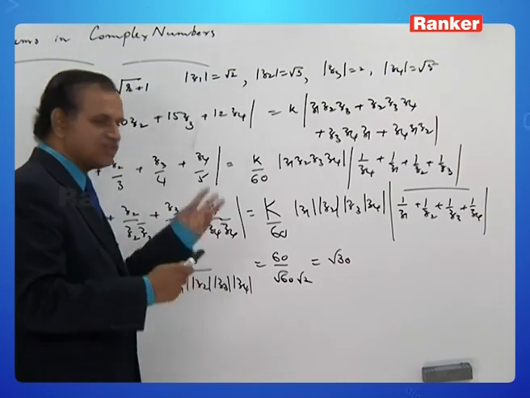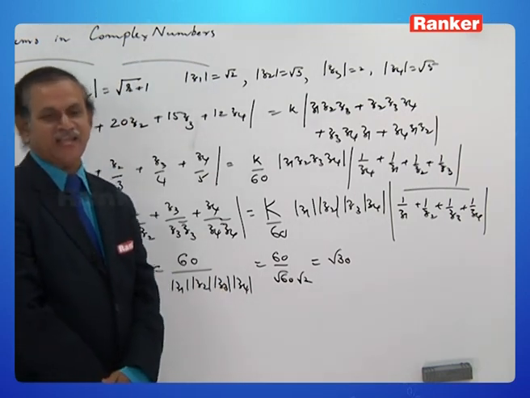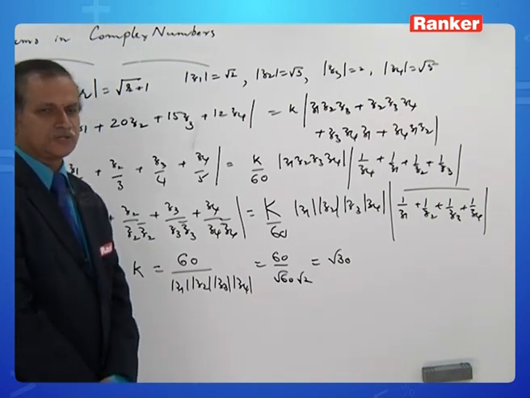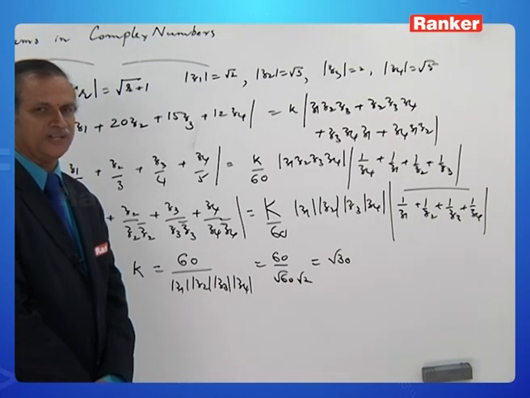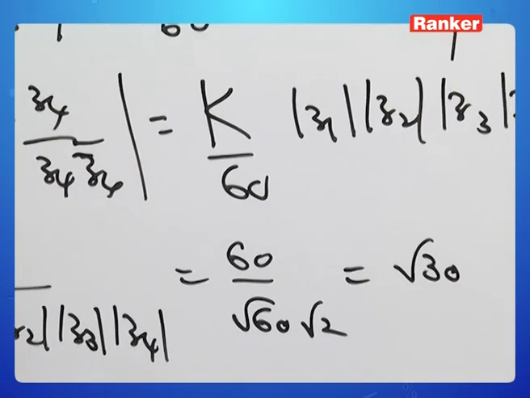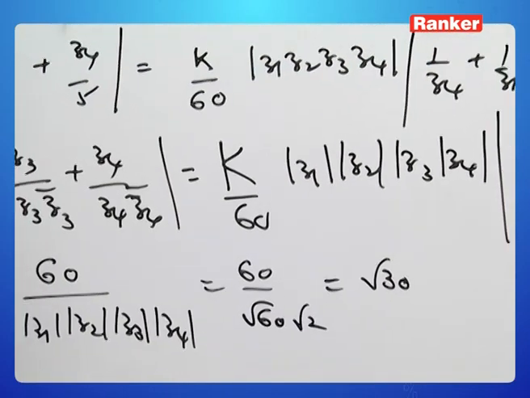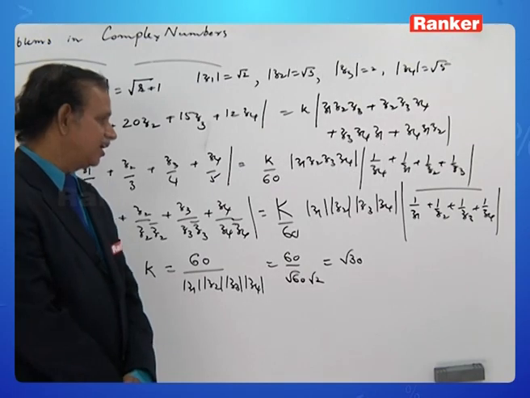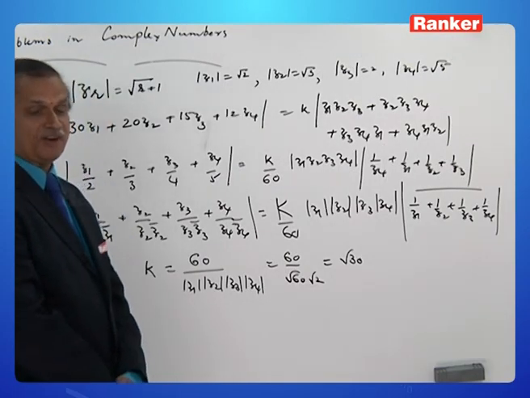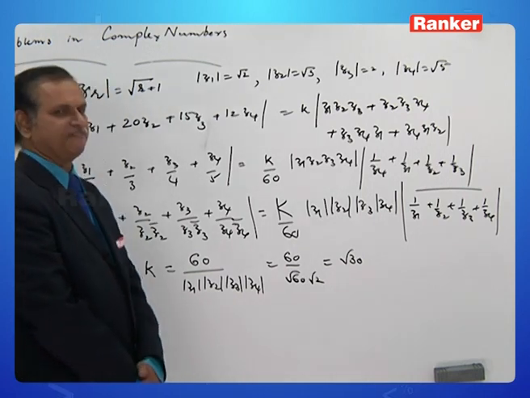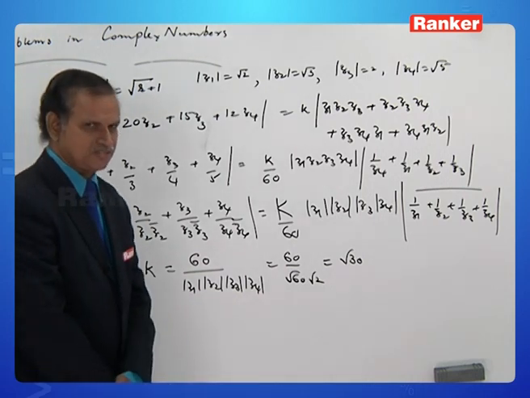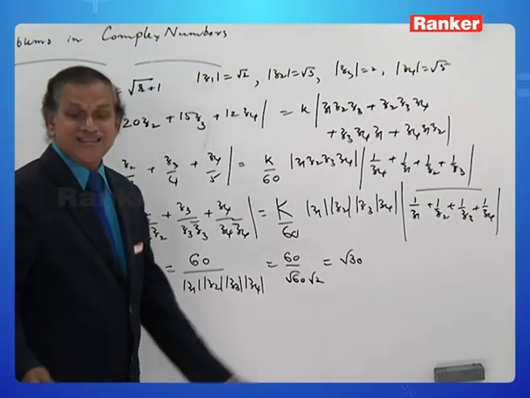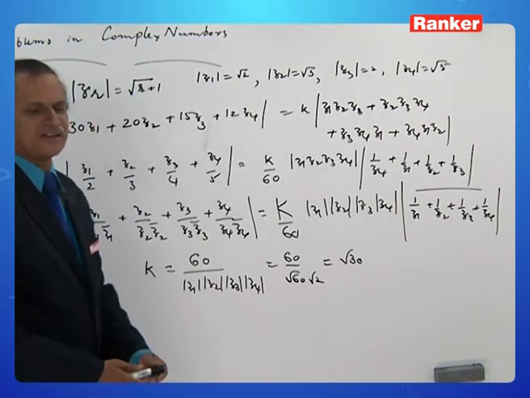Which option may give you root 30? What about A? Mod Z1 into mod Z2 into mod Z3. What is that? Root 2 into root 3 into root 4. It is not root 30. Option B, mod Z2 into mod Z3 into mod Z4: root 3 into root 4 into root 5. It is not root 30. What about option C? Mod Z4 into mod Z2 into mod Z3. It is root 5 into root 2 into root 3. Root 30. It is correct. So option C is the right option.